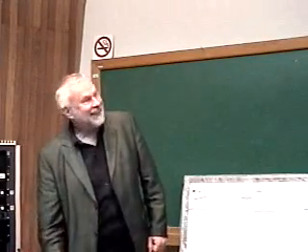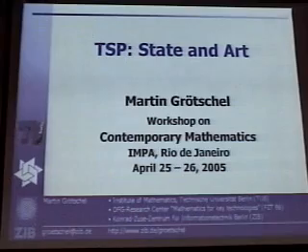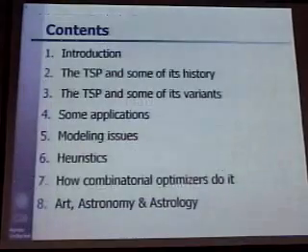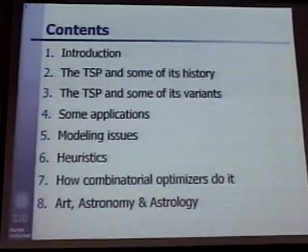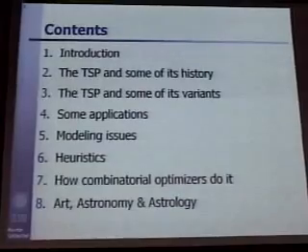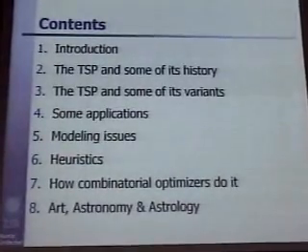Okay, so it could have been state of the art, but state and art was, of course, something I thought about. So there will be an introduction, and there will be some history of TSP and some variants, some applications. Whether or not I will do modeling, I don't know yet. Heuristics, how combinatorial optimizers do it. And then there will be something on art, astronomy, and astrology.